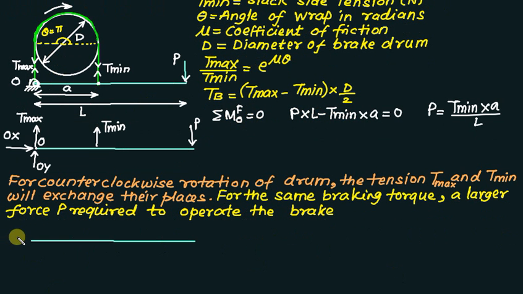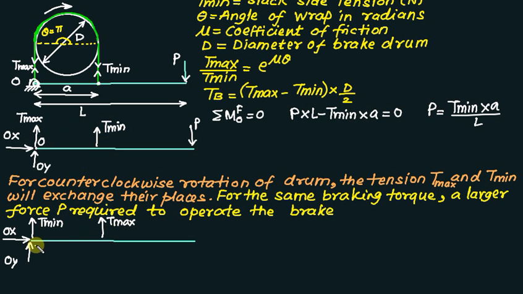So we have the same hinge O. This is the same reaction OX at the hinge. This is reaction OY at point O, but the positions of T max and T minimum are reversed because it is counterclockwise. So this is T minimum and this is T max.